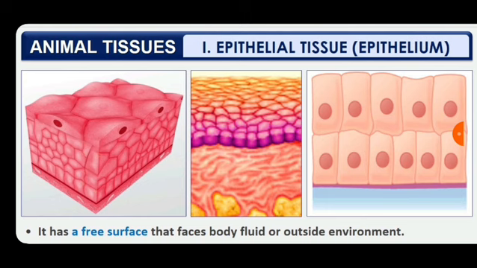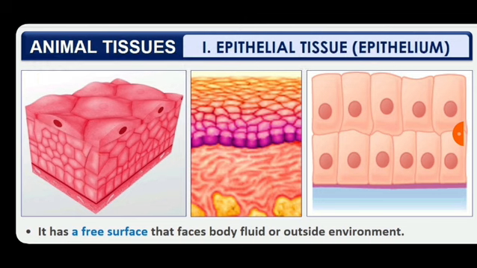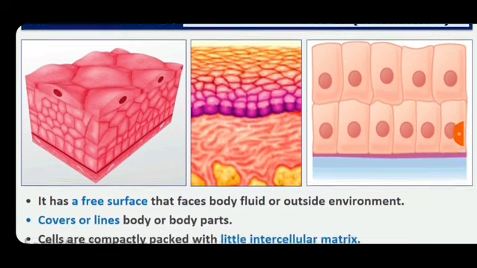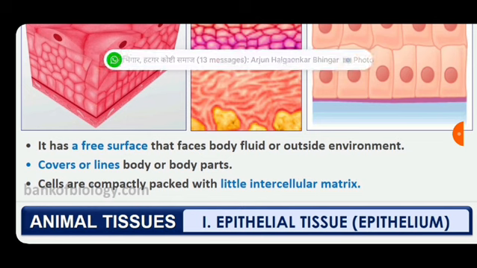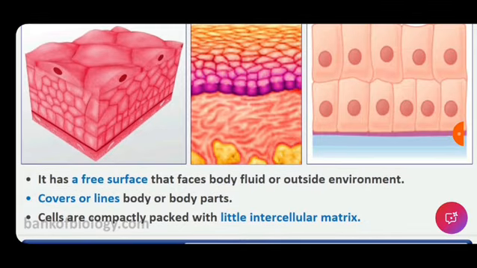Diagrammatically, as shown in these three diagrams above, the epithelial tissue has a free surface, the outermost surface, with body fluids or the outside environment on the other side. They cover or line the body parts. The diagram shows that these cells are compactly packed, with very little intercellular matrix.